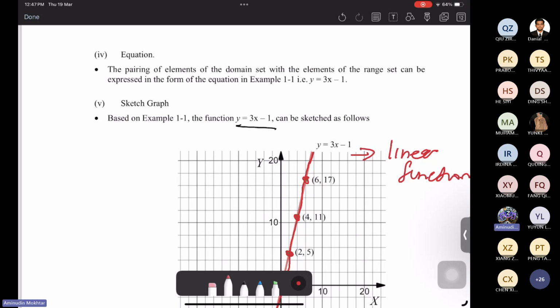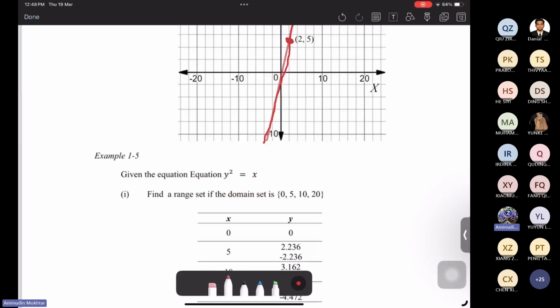That's how to show the relationship between x and y, between domain and range. First, we can draw a mapping between x and y, or we can write the coordinate points or plot the coordinate points, and then draw the line to show the relationship between x and y, between domain and range.